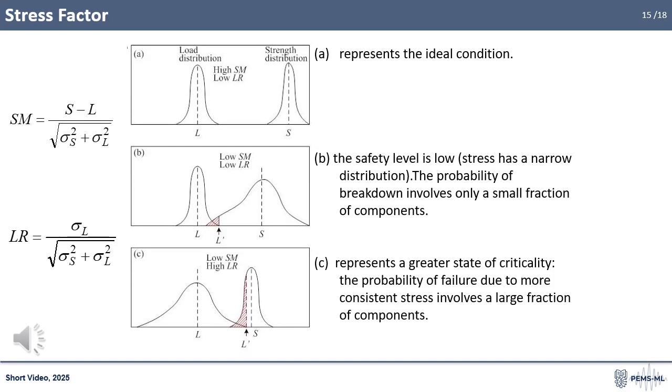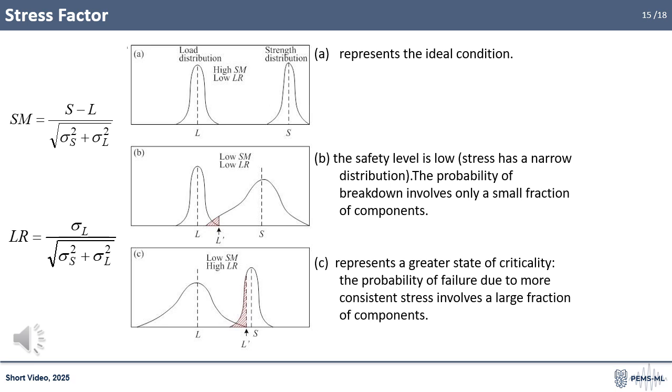This figure illustrates three different situations describing the relationship between stress and strength distributions. In case A, we have the ideal condition where the two distributions are well separated. No overlap means no probability of failure. In case B, the safety margin is smaller. Although the stress distribution is narrow, the strength distribution widens, leading to a small overlap between the two curves. This results in a limited probability of failure, affecting only a small fraction of components.